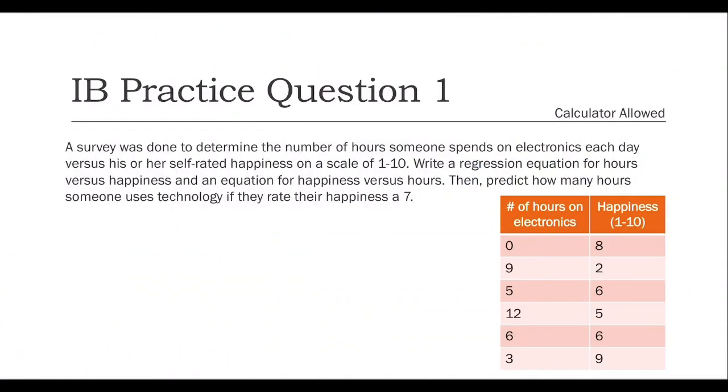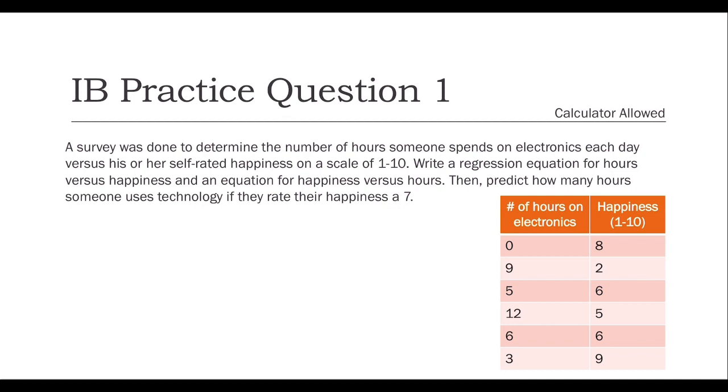So here we have our first IB practice question where the calculator is allowed. It says a survey was done to determine the number of hours someone spends on electronics each day versus his or her self-rated happiness on a scale of 1 to 10. Write a regression equation for the hours versus happiness and an equation for happiness versus hours. Then predict how many hours someone uses technology if they rate their happiness a 7.